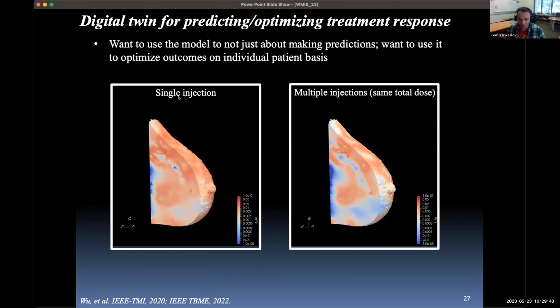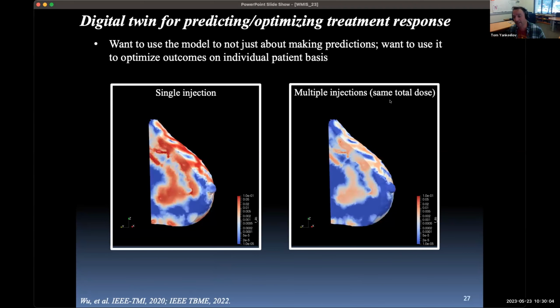You give one bolus injection, and so there's an initial very high concentration in the tumor, but then it wanes very rapidly. Whereas if you were to give multiple injections to this tumor, you can pulse it, and the tumor is bathed in the drug for a longer period of time, even though it's the same total dose.